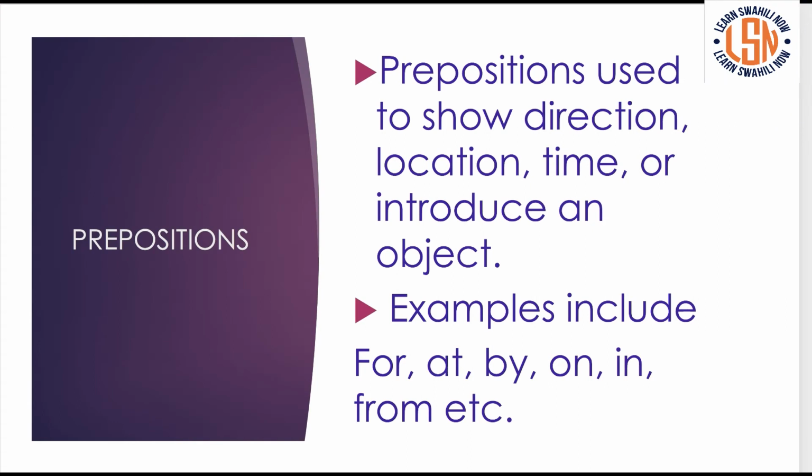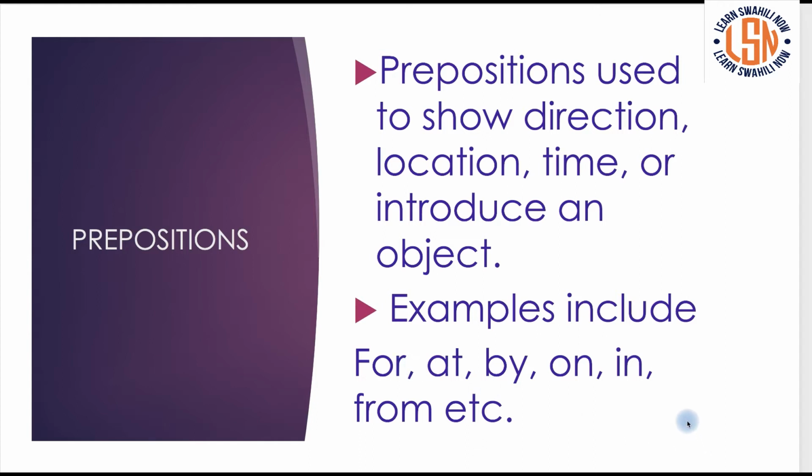Prepositions are words that are used to show different things. They can be used to show direction, location, time, or even to introduce an object. So in English, examples include words like for, at, by, on, in, from, etc. You might notice that these words are actually quite small because they're not supposed to be the main show. They're just supposed to show the relationship between two words.